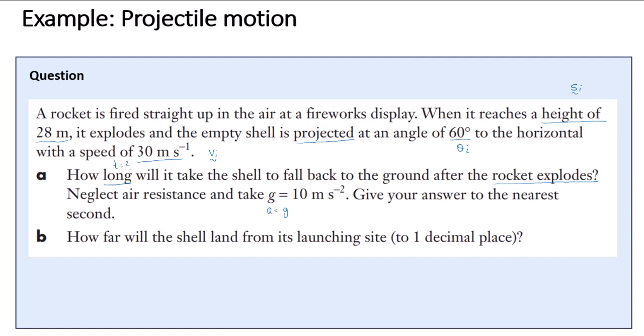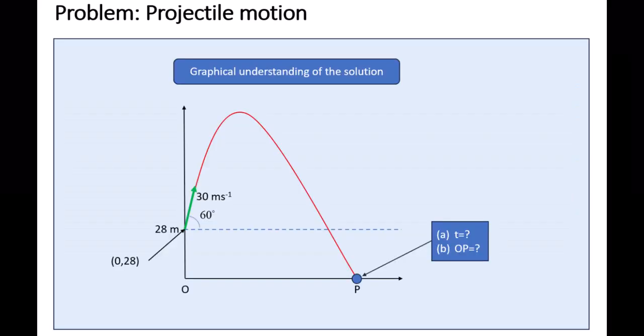And in part B, how far? So that means again, we have to find out the displacement. How far will the shell land from its launching site? Let me take you through the graphical explanation. So let's try to understand the question graphically.